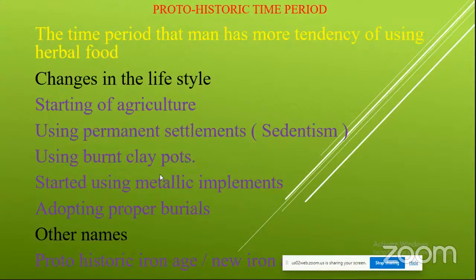So the people changed their lifestyle. How did they change their lifestyle? The starting of agriculture. Agriculture had been started using permanent settlements. When they started agriculture, they couldn't roam from place to place, they had to stay in one place. Initially they were using the outside of fertile river valleys. Fertile river valleys had to be used for agriculture, but they couldn't settle in river valleys because of the regular floods. So outside the river valleys they made their settlements. That is known as sedentism, one word for using permanent settlement.